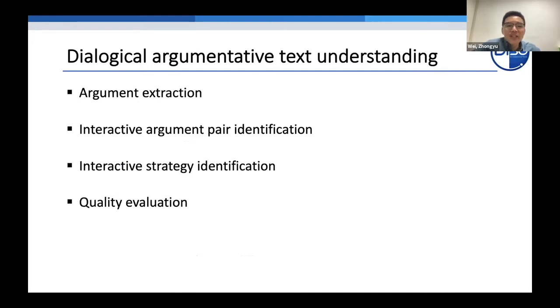If we want to analyze such content, we need to formalize the workflow of the tasks. In our lab, we think it can include 4 parts. The first one is to extract arguments from the paragraph. Then, if we have two participants, they might interact based on some specific aspects. We want to identify those interactive argument pairs. And then we want to see what strategies are used and how good the reply is.